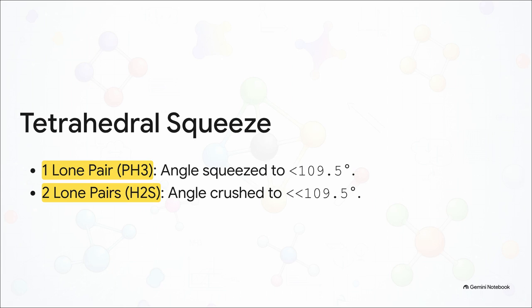Now take it a step further with H2S. We have 2 lone pairs. These 2 invisible space takers push against each other and violently crush the remaining 2 bonded hydrogen atoms tightly together, plunging the angle way below 109.5 degrees. The result is a highly compressed, tightly bent shape.